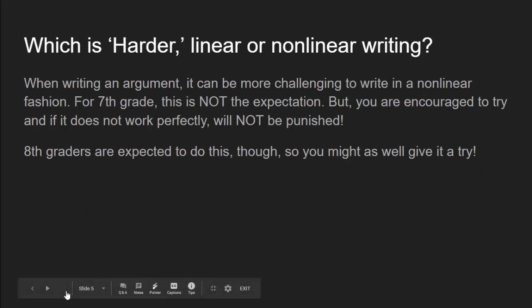So it's definitely harder to write a non-linear writing. And in 7th grade, you don't have to do this. You're going to be encouraged to try. And if you try, you get credit for it. 8th grade, you're expected to do it. And it's going to be hard, and you're going to struggle. And that's okay, because that's why we do multiple drafts. So the more opportunity you have to partake in it, to experience it, the better and easier it's going to be for you in the long run.